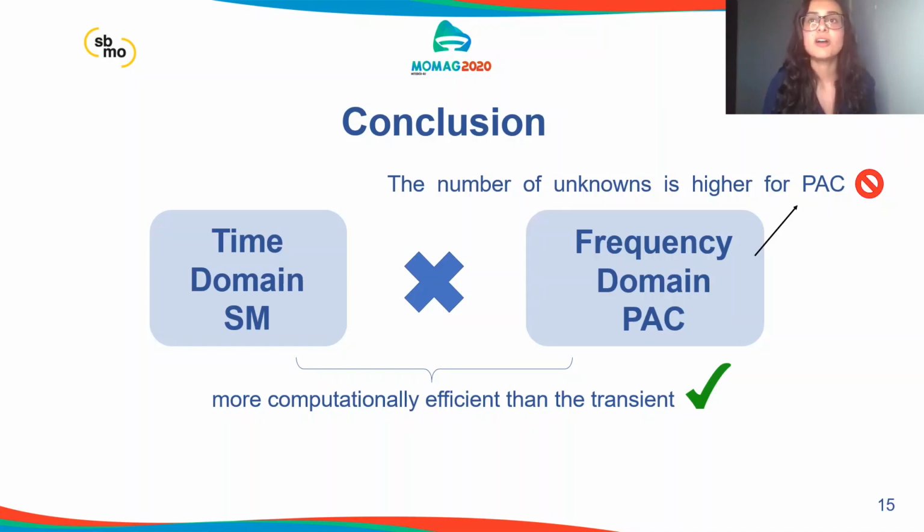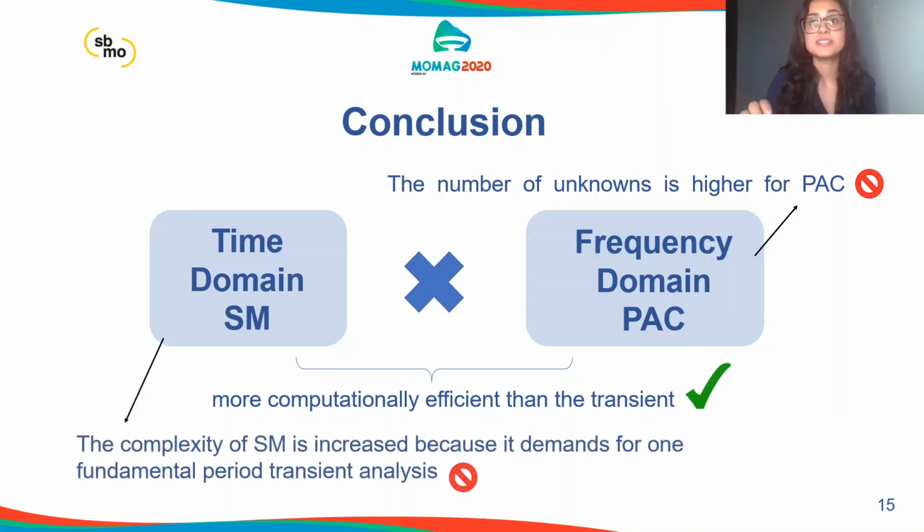Upon the method calculus and computer effort being compared, the number of unknowns is higher for PAC. However, the complexity of SM is increased because it demands one fundamental period of transient analysis.